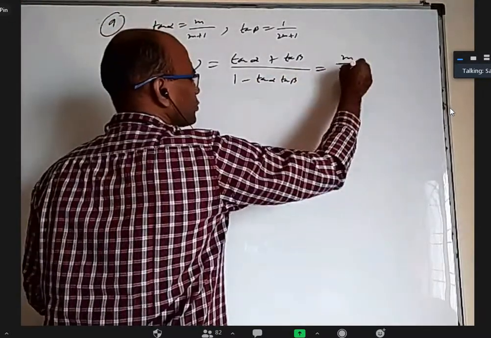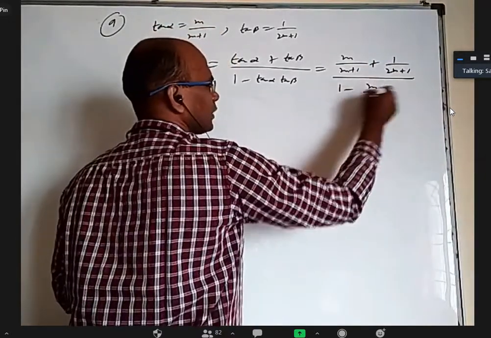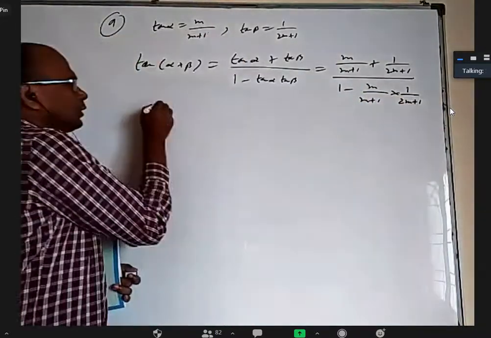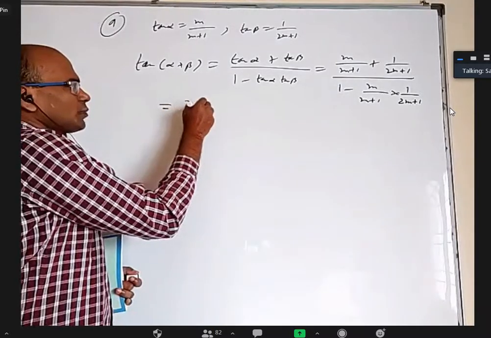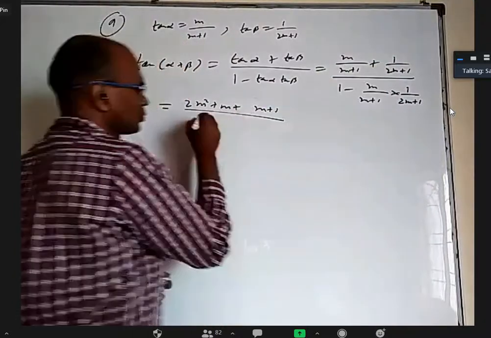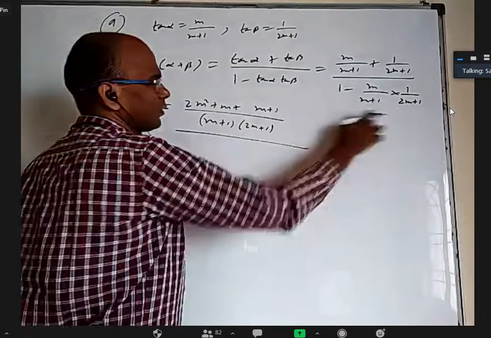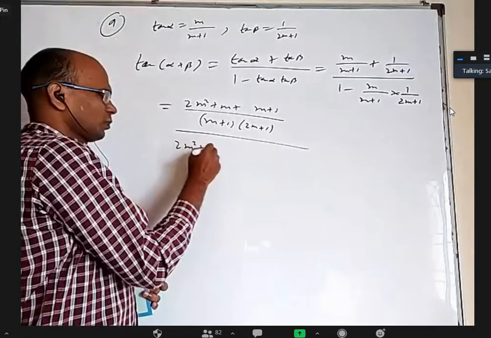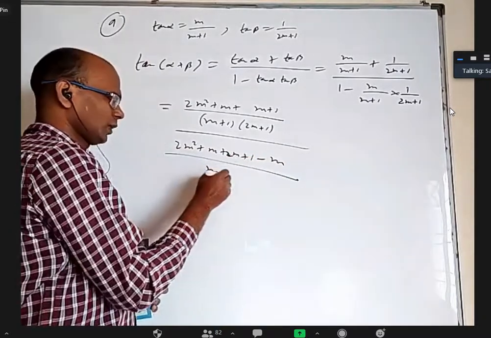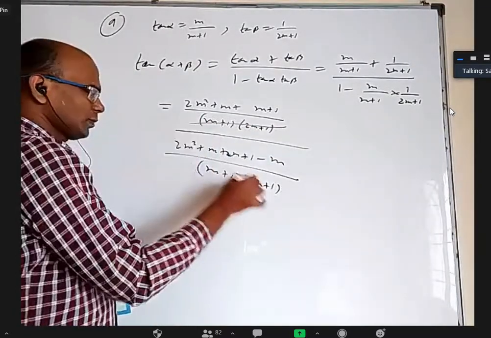M by m plus 1 plus 1 by 2m plus 1 by 1 minus m by m plus 1 into 1 by 2m plus 1. When I simplify, I'll get 2m square plus m plus 1 by product of these two, which is m plus 1 into 2m plus 1. Here when I take LCM, I'll get 2m square plus m plus 2m plus 1 minus m whole by m plus 1 into 2m plus 1. These two are same, I can cancel out.